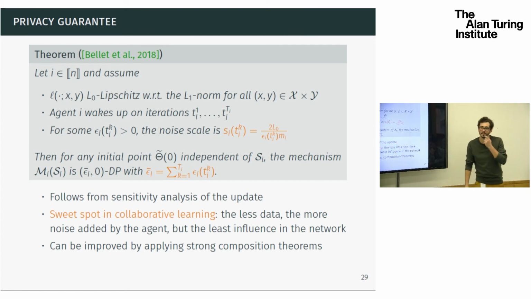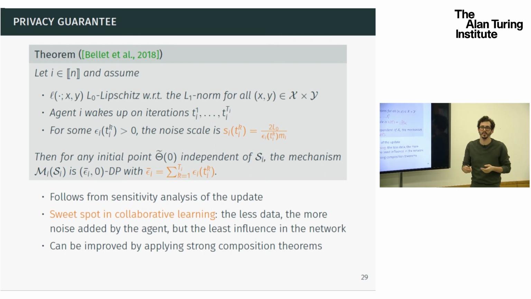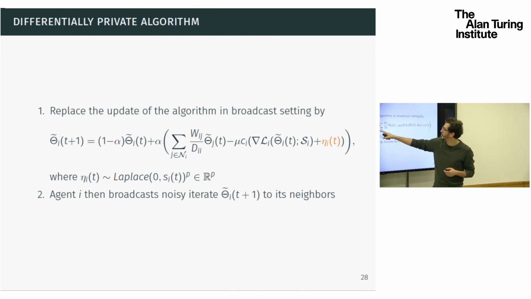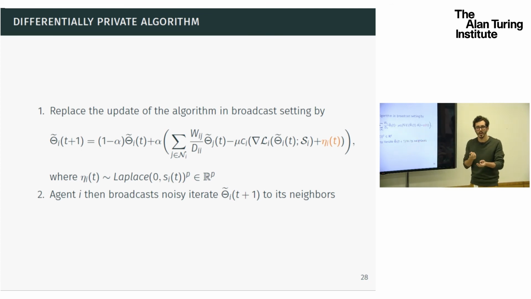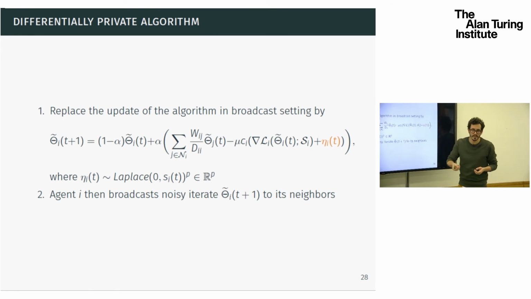How did you understand that you should add noise with this scale? This comes from sensitivity analysis of the updates. When I look at this update, from theta_i(t) to theta_i(t+1), this is how I update, and so I can look at this and see how sensitive it is to a single data point in the data set of user i. And this gives me how much noise I should add.